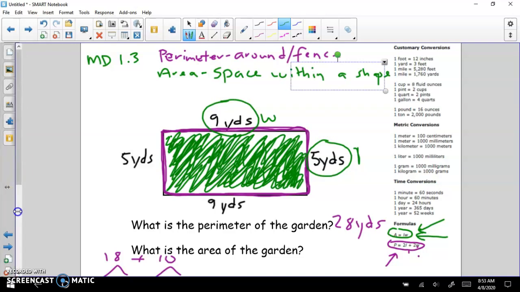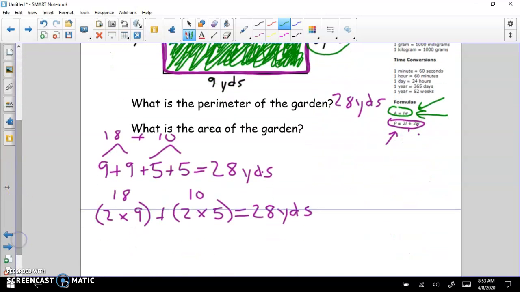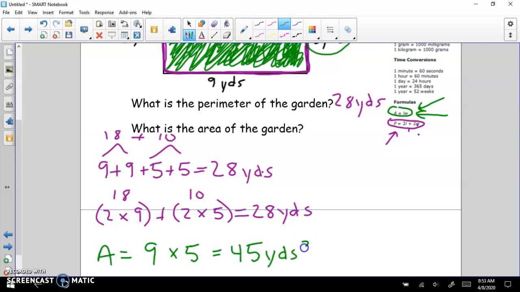So if I scroll down here, area is going to be equal to 9 times 5. 9 times 5 is going to be equal to 45. And when we label this, we say yards squared or square yards, because it's an area within a space. So we need to measure it with square yards, not just yards anymore. Yards is just for the perimeter. Square yards is going to be measuring our area.